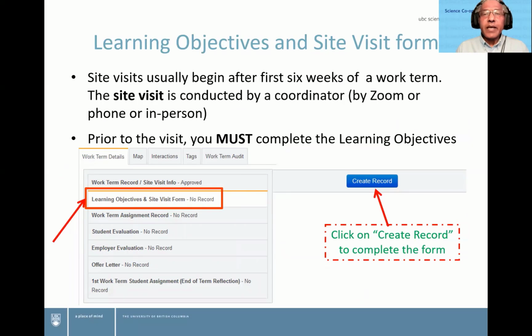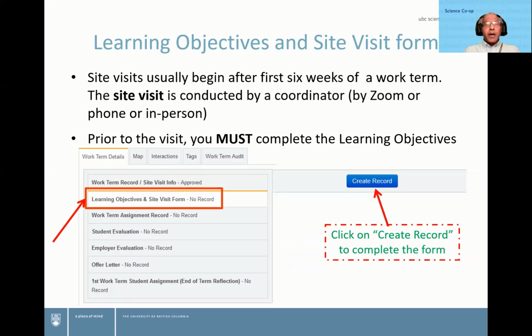Okay, learning objectives and the site visit form. Learning objectives are there to get you focused on your work term. It's also an opportunity for you to sit down with your work supervisor and discuss what you want to get out of that co-op work term, and also what are your supervisor's expectations from you. It's a good idea to get your learning objectives discussed with your supervisor at the start of the work term.